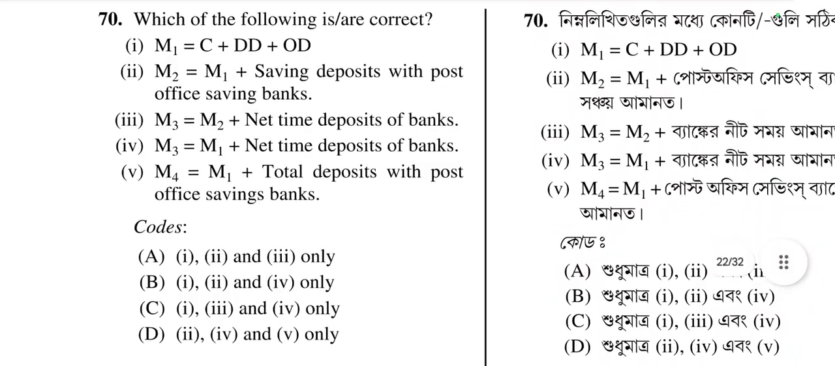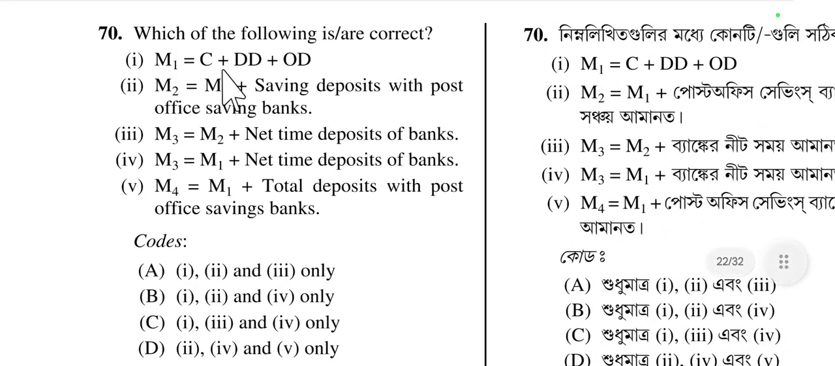Then come to question number 70. Which of the following is or are correct? First one: M1 is equal to C plus DT plus OD. Yes, this is correct, because M1 measures money supply 1, which is equal to currency held with public, demand deposits of public and other deposits with RBI. So this is correct. Then M2 is equal to M1 plus saving deposit with post office saving. Yes, this is also correct.